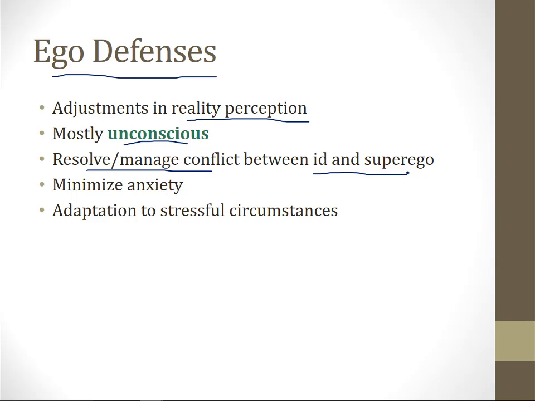So for example, if our id wants to have lots of money, but it is impossible for us to get it based on societal rules, that may be so hard for us to handle that our ego comes up with a defense that's not realistic, but it allows our mind to live with the fact that we can't rectify the differences between our id and our superego. So the point of ego defenses is to minimize anxiety and adapt to stressful circumstances where what we want and what we can get are in conflict.